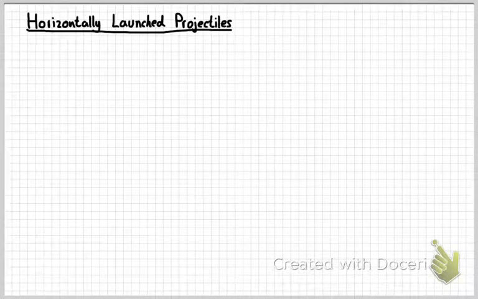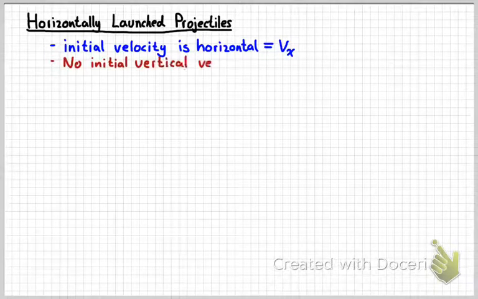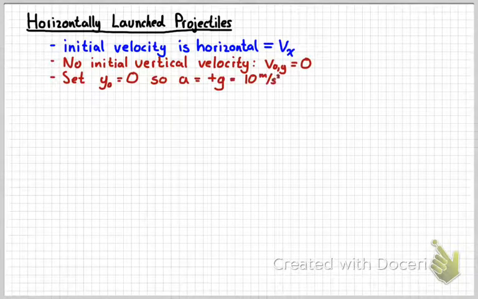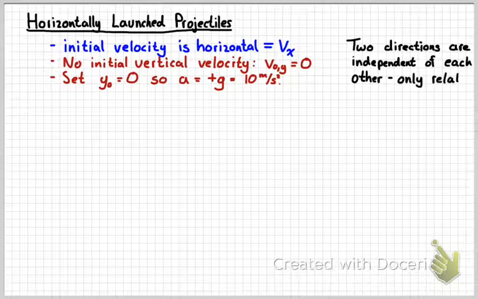The special case of a horizontally launched projectile, which is where we started with projectile motion: remember that the initial velocity is going to be all in the x direction. Horizontally launched means that the initial vertical velocity is 0, and so whatever velocity we're given is the Vx. Make your initial position in the y direction 0, and then you can make your acceleration positive. Remember, it's positive g. And then remember that the two directions of motion are independent of each other. The only thing that links them together is the time.